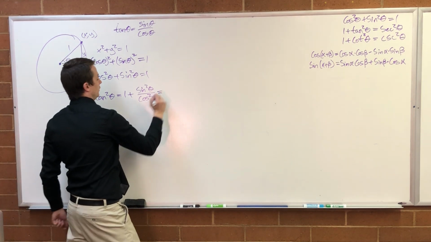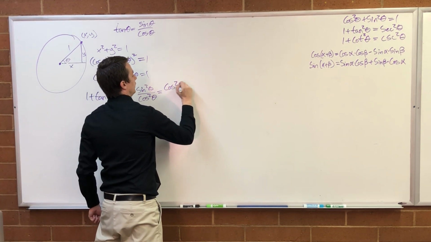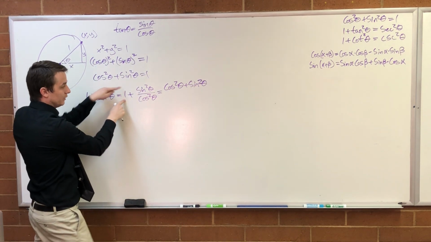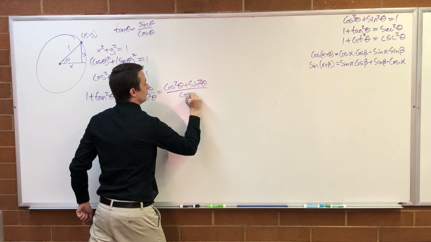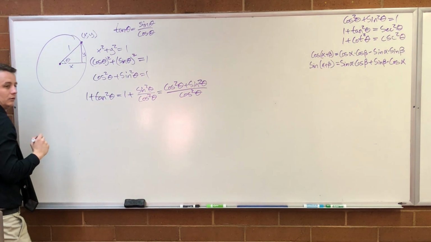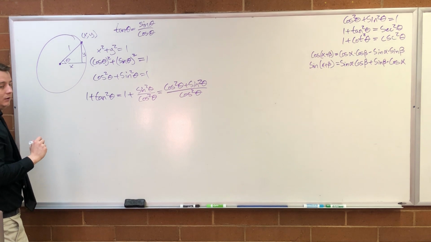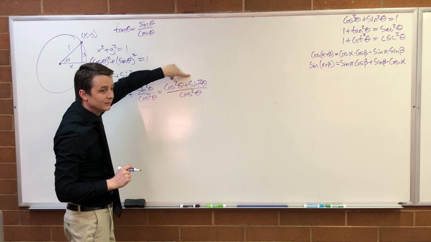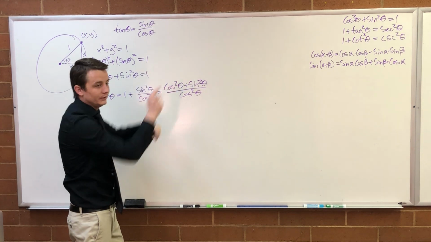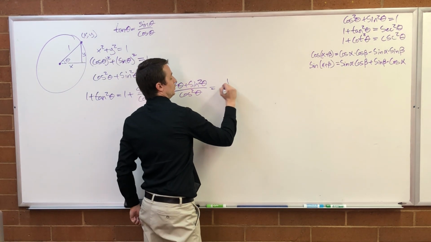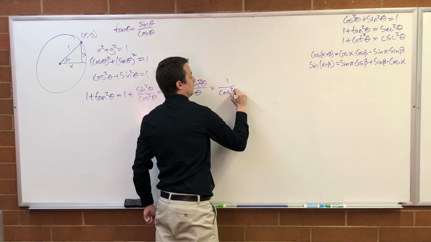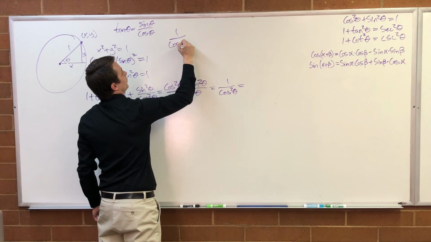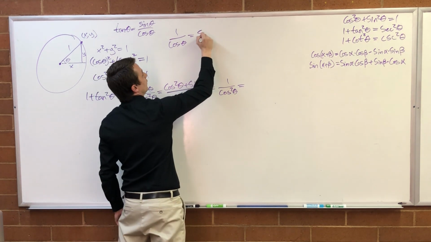Okay, get a common denominator. We get cosine squared of theta plus sine squared of theta. I'm multiplying this one top and bottom by cosine squared, so I can get it all over cosine squared of theta. Follow the algebra there? Now look, what do we know about cosine squared plus sine squared? Equal to 1. How do you know that? First identity. So this is equal to 1 over cosine squared of theta, which, 1 over cosine, don't we have something for that? What is 1 over cosine of theta? That's our definition of secant of theta.